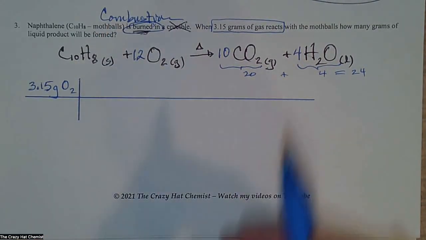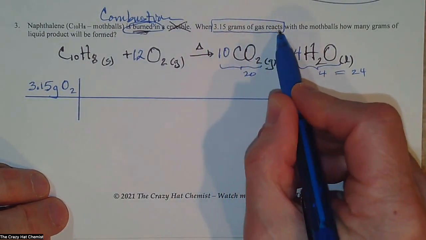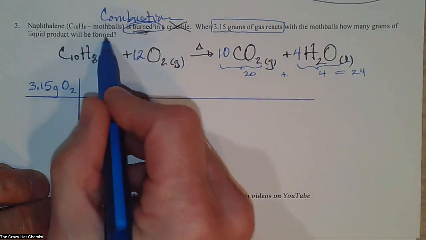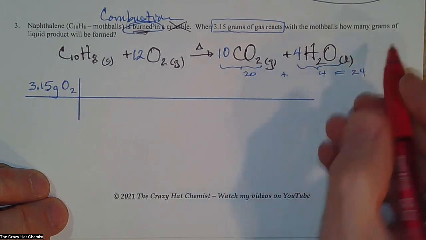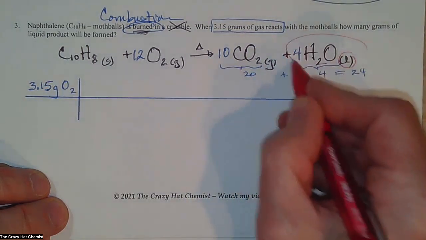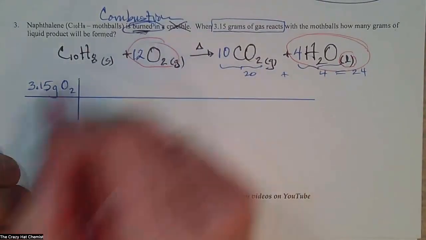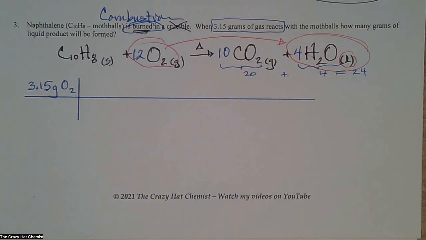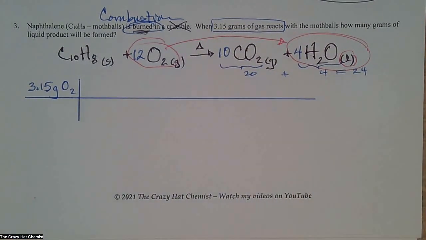Okay. It says when 3.15 grams of gas reacts with the mothballs, how many grams of liquid product will be formed? So which one of these two products is the liquid? This one is the liquid. So I am actually going to the water. So I'm starting off with the oxygen and I need to go to the water. All right. Fantastic. So hopefully that concept made sense for you.